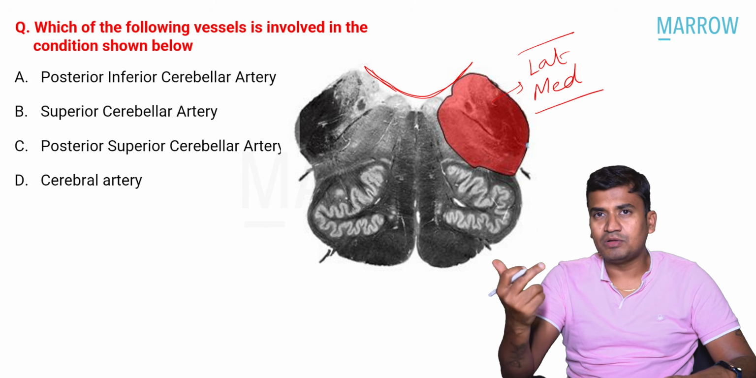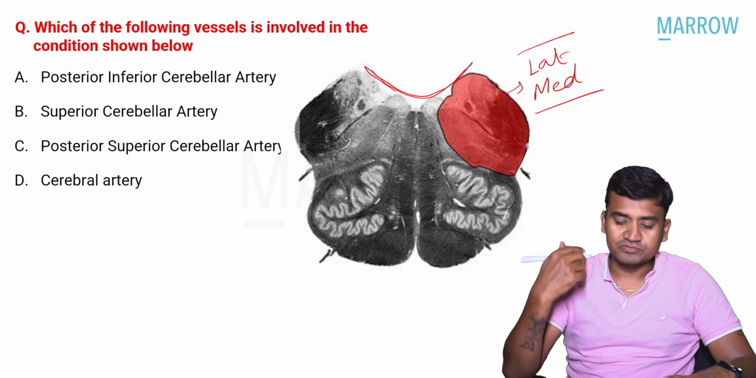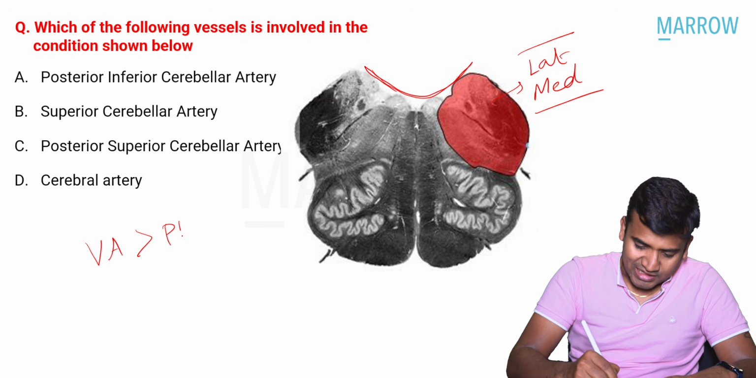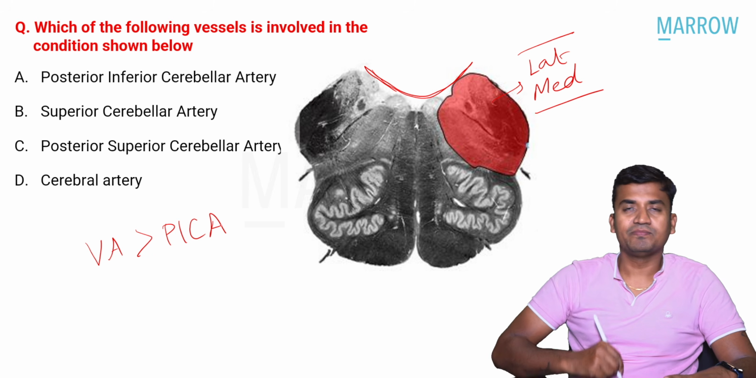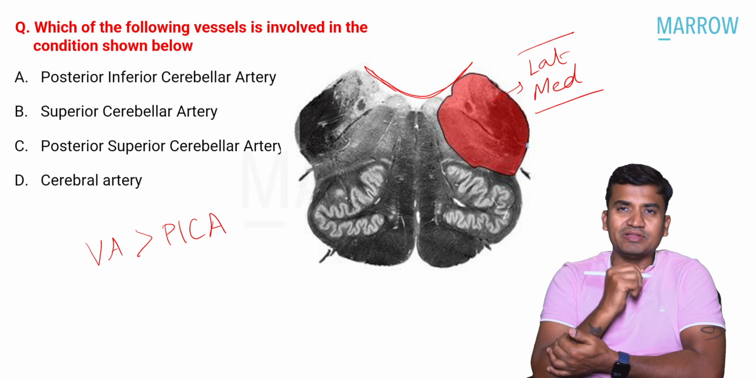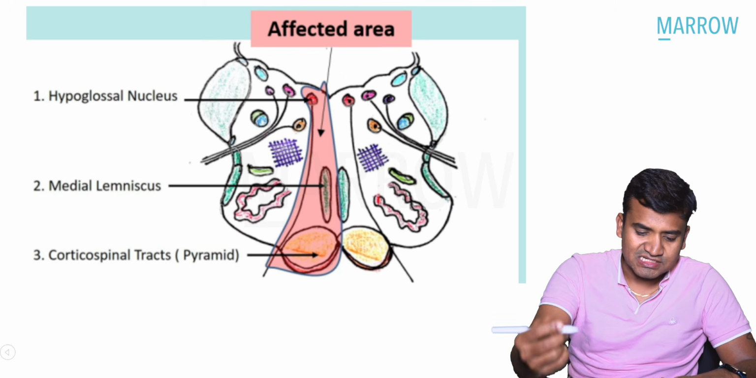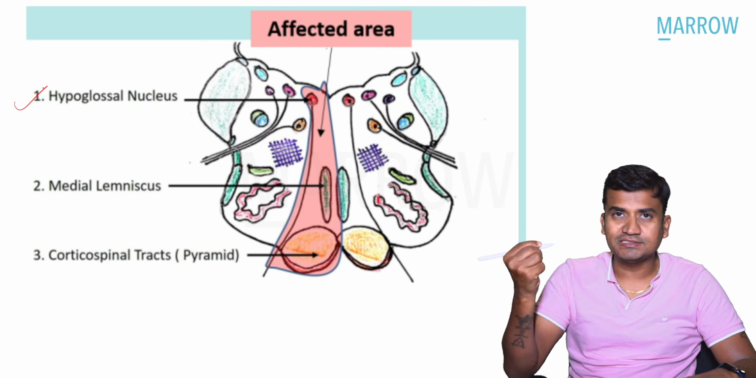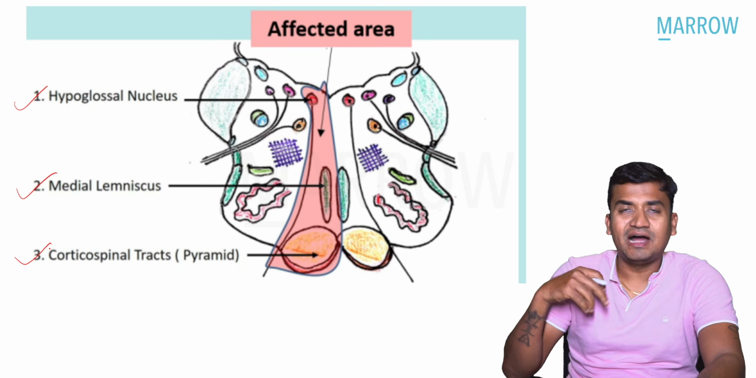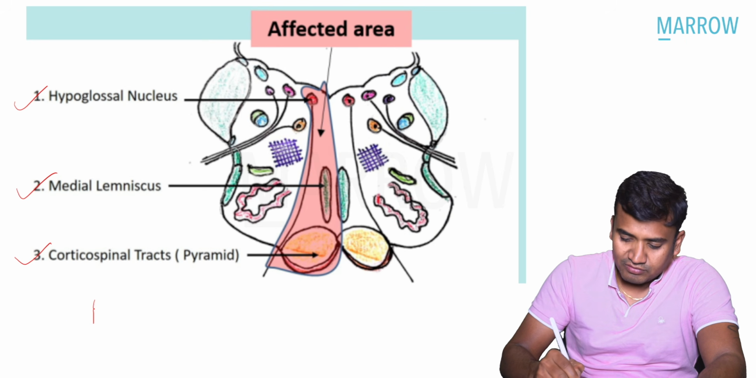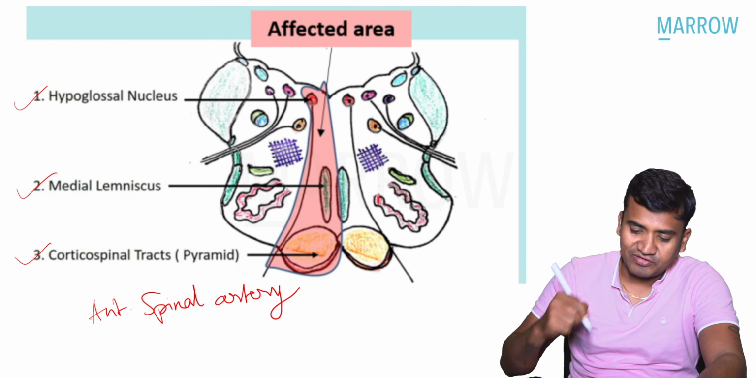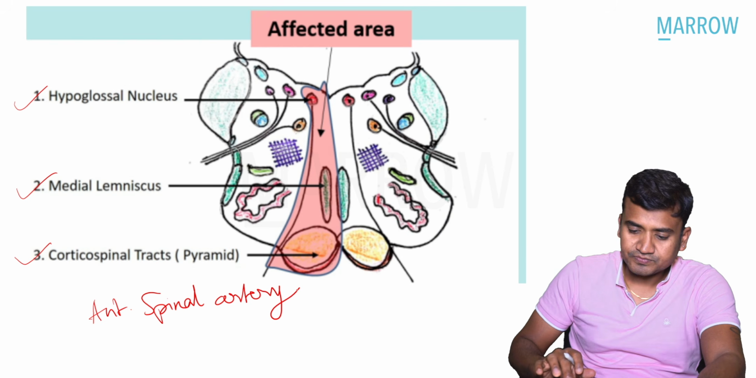Now, the lateral medullary syndrome or Wallenberg syndrome is due to which artery? Vertebral artery greater than PICA, posterior inferior cerebellar artery. Okay. Now, what are structures affected in the medullary syndromes? Now, in the case of medial medullary syndrome, the structures affected are hypoglossal nucleus, medial lemniscus, and the corticospinal tract. Now, what is the artery affected in the medial medullary syndrome? Very good. Anterior spinal artery. That is the artery affected in the medial medullary syndrome.